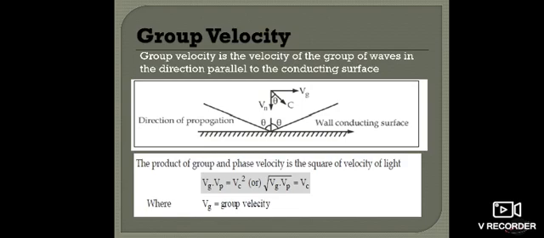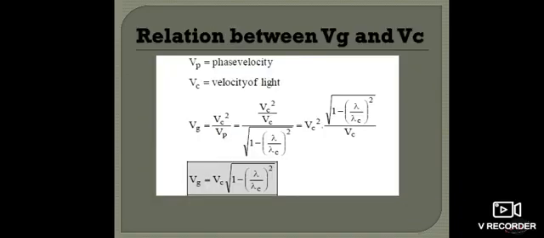Okay, so the product of group and phase velocity is the square of the velocity of light. That means we can write Vg into Vp equals Vc square, or the square root of Vg into Vp equals Vc, where Vg equals group velocity, Vp equals phase velocity and Vc equals velocity of light.